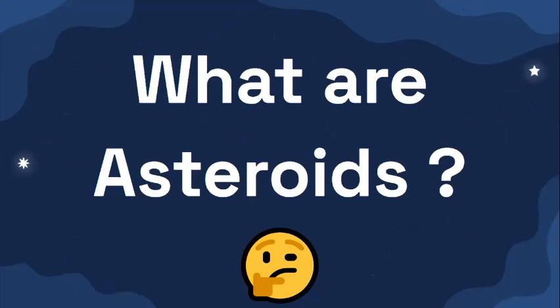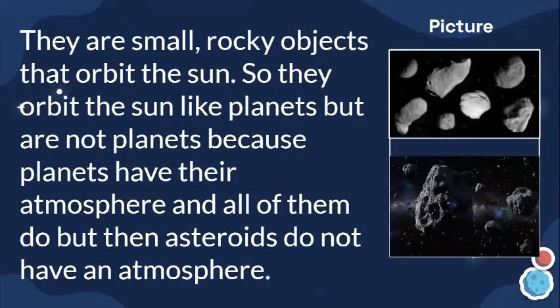Okay, what are asteroids? Have you guys ever wondered what asteroids are? Me too. So, basically, they're small rocky objects that orbit the sun. So, people ask, are they planets? I mean, are you stupid? Literally. There's a big difference between asteroids and planets. Asteroids don't have atmospheres, and planets do.